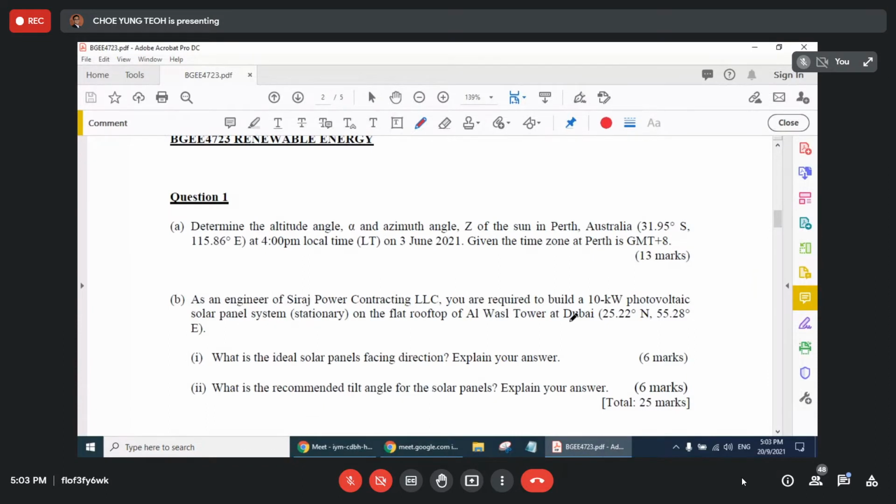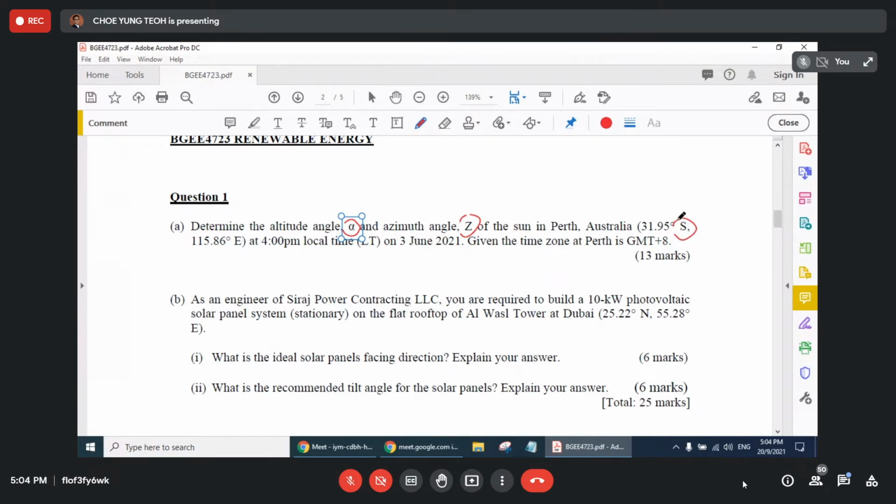Okay, first question: determine the altitude angle alpha and azimuth angle z of the sun at Perth, Australia. You are given the coordinates at 4 p.m. local time on 3rd of June 2021, and the time zone at Perth is GMT plus 8. For this case, I think we don't need to complete the entire calculation. I'll just show you how to do it. First, you have to apply the equation to find alpha and z. You have the proper equation, but what you have to be aware of is this.